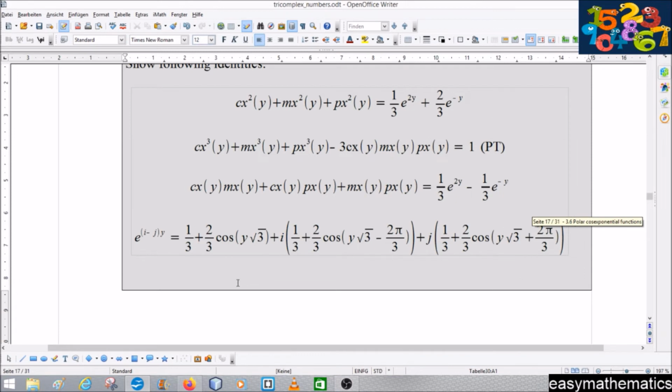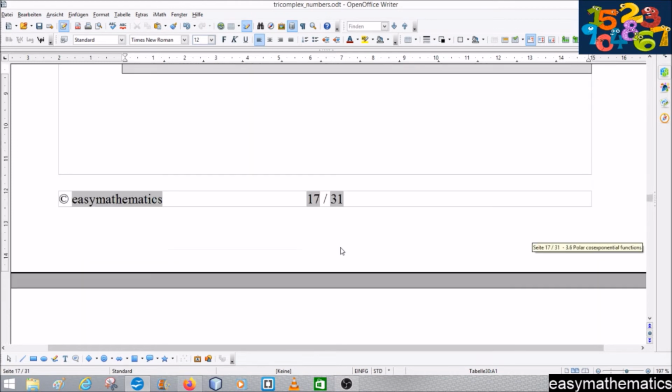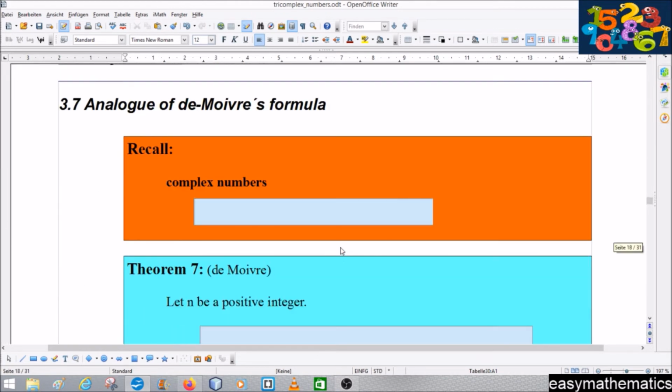And the last identity is the exponential of I minus j quantity times y. We can write this in the following form. So this is the analog of the De Moivre formula.